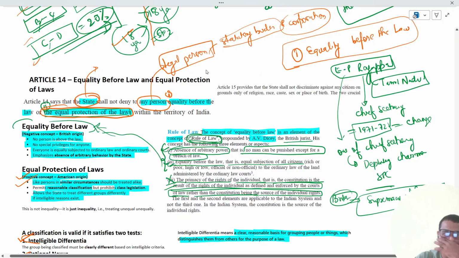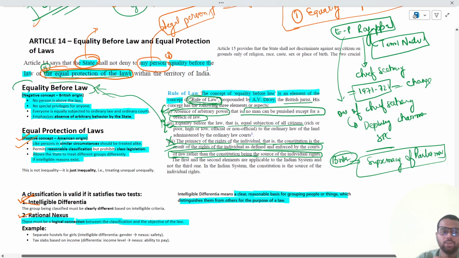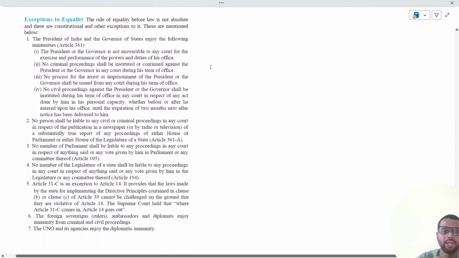Now we say that there is some exception to the equality before the law. You cannot treat everyone equal before the law, and those whom you cannot treat equally before the law are what we call the exception. And where do we get this exception?